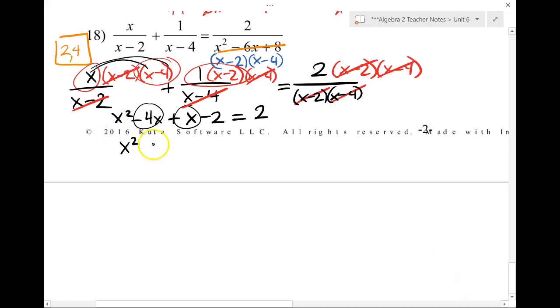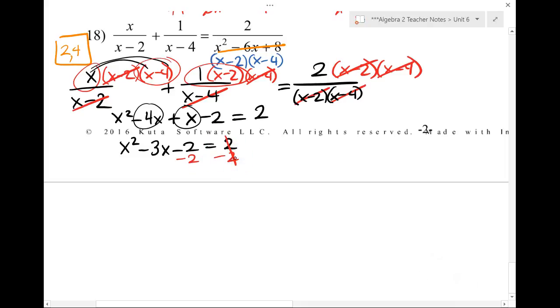Okay, so now we have negative 4x plus x, which is negative 3x, minus 2, equals 2. And then our last step here, we want to move everything to the left because I have an x squared term here on the left. So let's subtract 2 here.